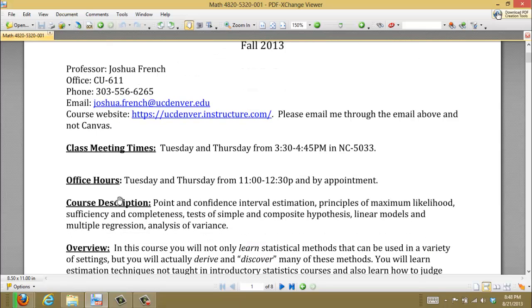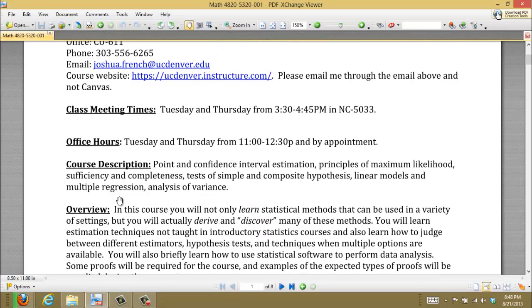So there's some features that might be nice for you. In terms of when we meet, you probably already know this as well, but we're going to be meeting on Tuesdays and Thursdays from 3:30 to 4:45 p.m. in North Classroom 5033. That's the FAST lab. The reason that we chose this classroom was because it has computers. They're going to have some software that we will need for the course.